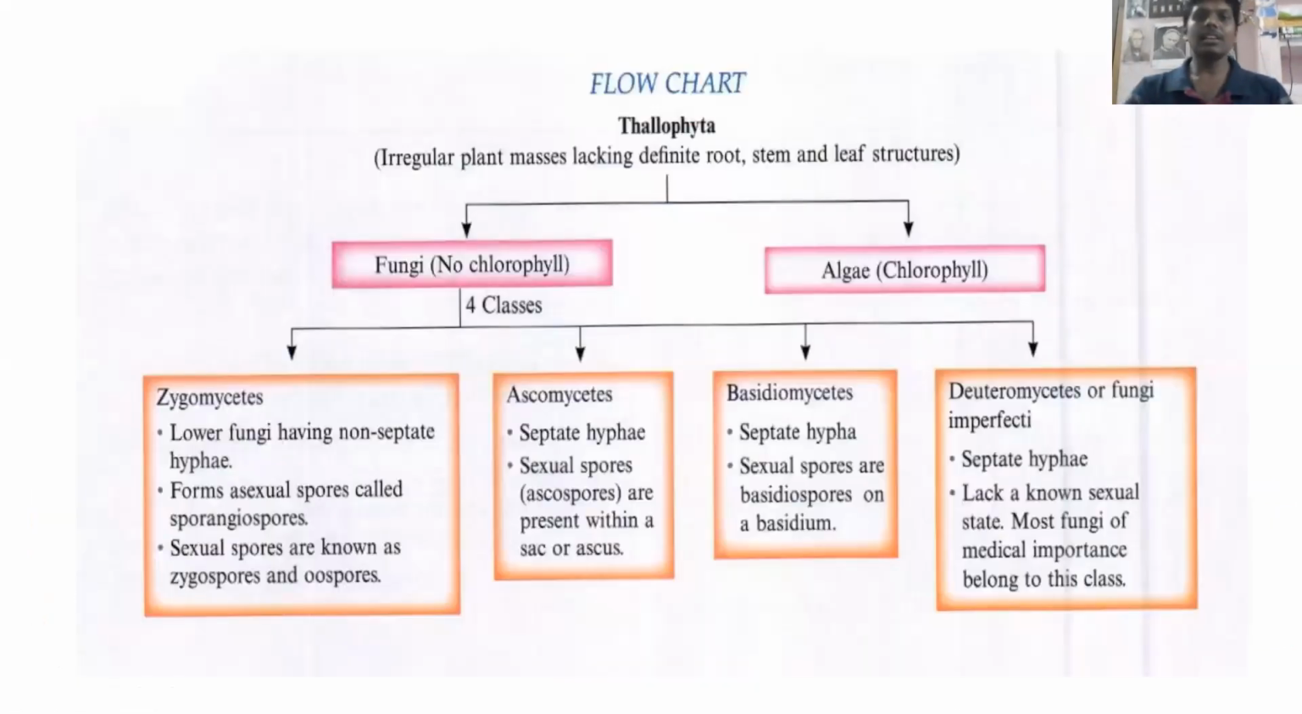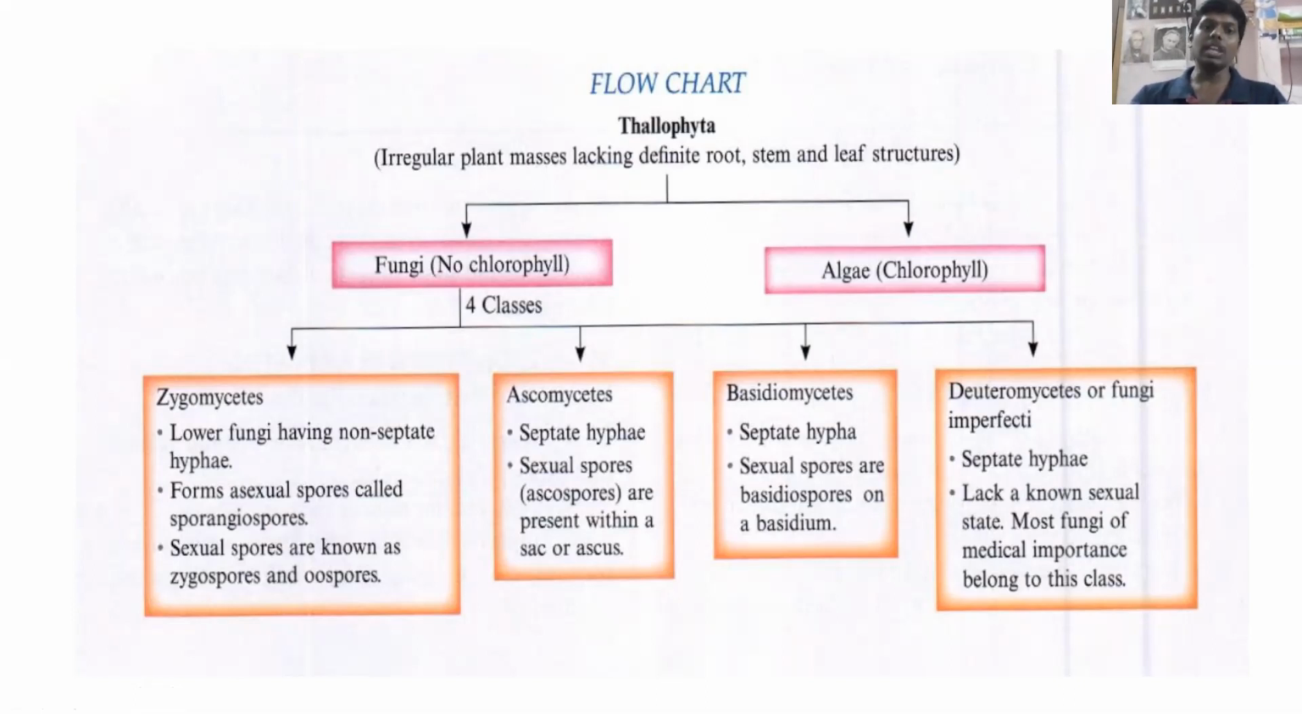As I said, the Thallophyta doesn't contain definite root, stem, and leaf structures. In this Thallophyta, we have two types. The first one is fungi, the organisms that don't contain chlorophyll, and the other is the organisms that contain chlorophyll. If the organism has chlorophyll, they are called algae, and if they do not have chlorophyll, they are kept under the fungi. So fungi don't have chlorophyll and they are thallophytes. That means they look like plants but they are not really plants at all.